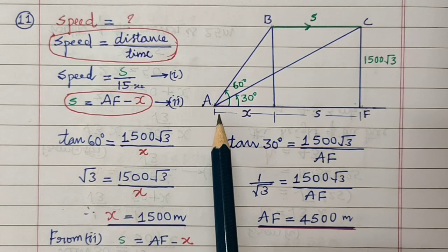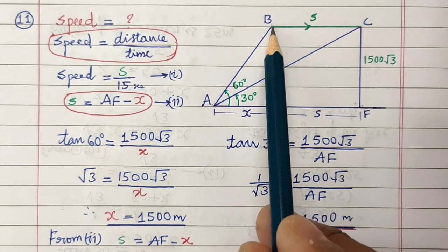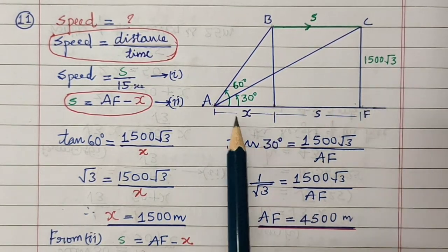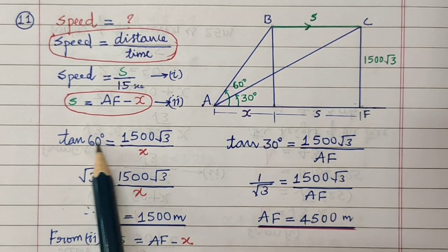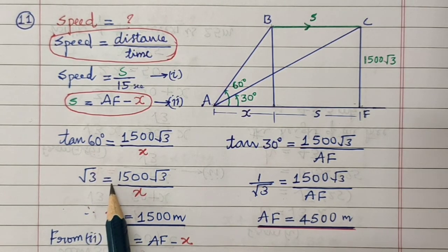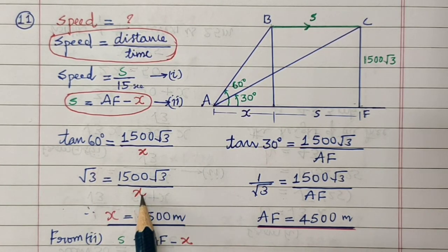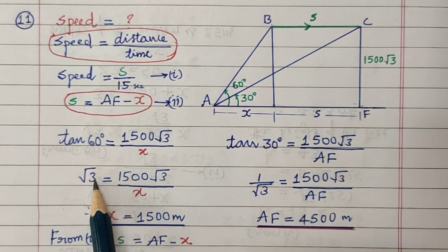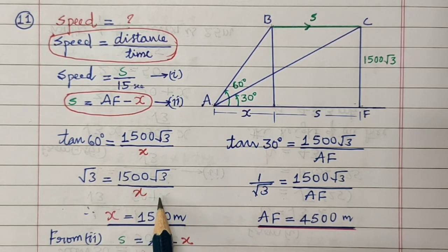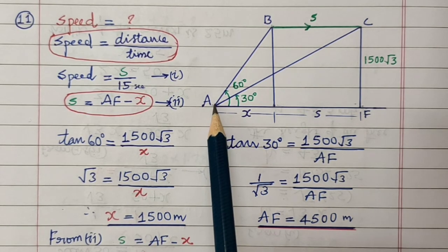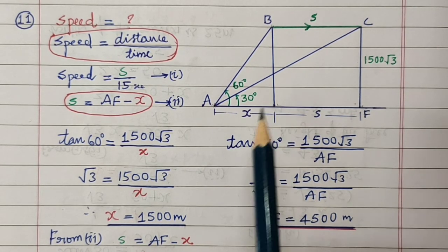Tan 60 is equal to perpendicular, that is 1500 root 3, divided by X. Tan 60 is root 3. Root 3 is equal to 1500 root 3 divided by X. Therefore X is equal to 1500 root 3 by root 3, that will give X is equal to 1500 meters. The distance from here to here is 1500 meters.